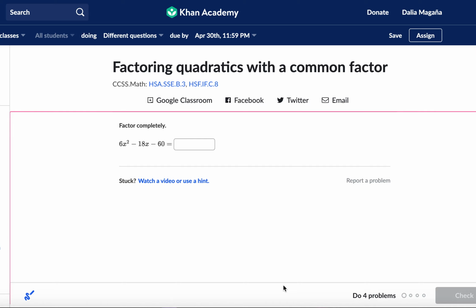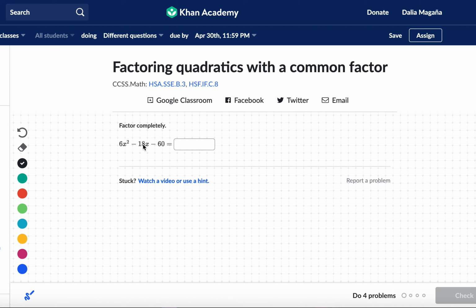Okay, now we're gonna work on factoring quadratics with a common factor. What a common factor means is that they have something in common. So these three values have something in common that we have to first factor out. So we have to look at the 6, the negative 18, and the negative 60.